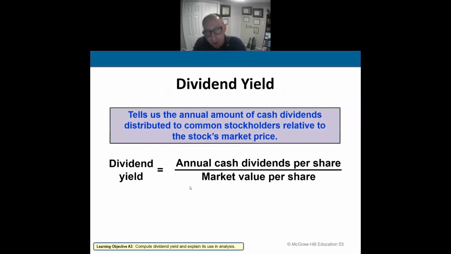Another one. This one's called dividend yield. I like this one because it shows annual cash dividends that are projected in the future. We take the annual cash dividends per share divided by the market value per share. Gives you an idea of how much each dividend is going to be.